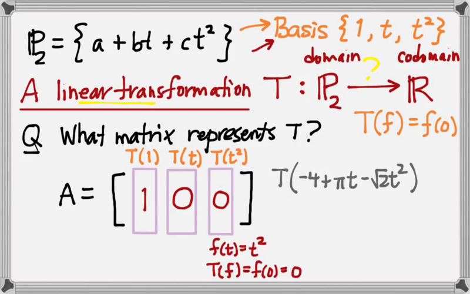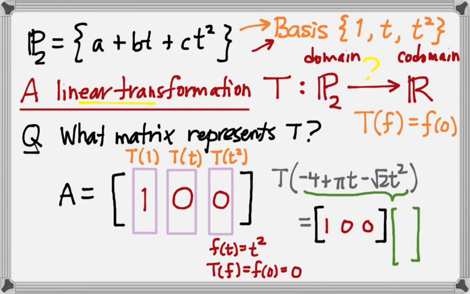Well, how do I make this matrix stand in for that linear transformation? Well, I'm going to take my matrix, 1, 0, 0, and then I'm going to multiply that matrix by a column vector which has the coordinates of this element, negative 4 plus pi t minus square root of 2 t squared, with respect to the basis 1, t, t squared. And the coordinates are negative 4, pi, negative square root of 2.